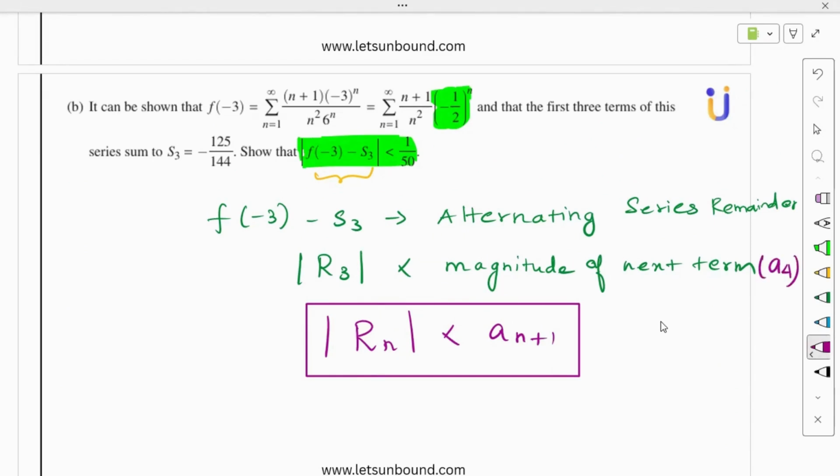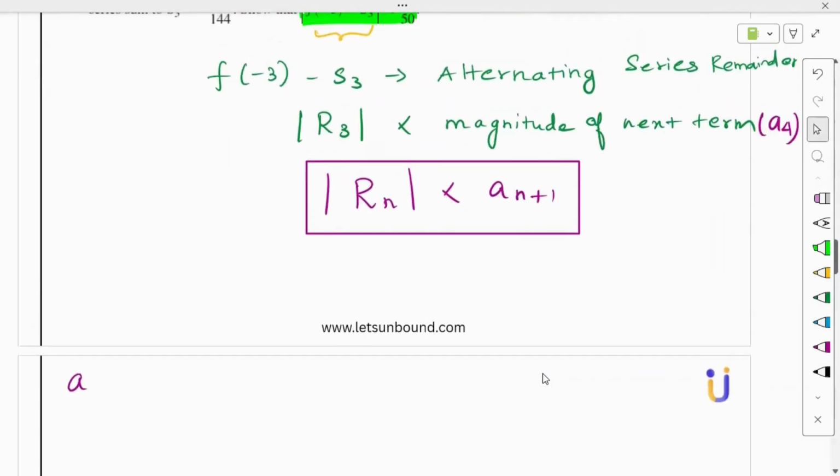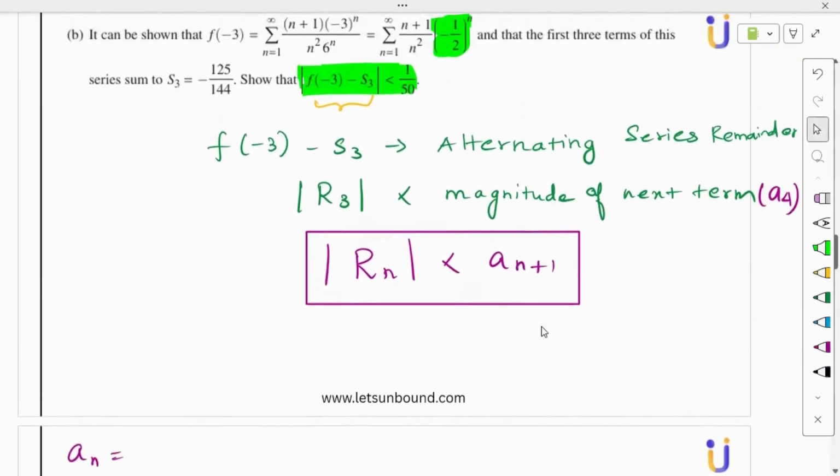Okay, so what is A4? How can we find A4? Just plug into this series component. So an is this. So this is my an, which is provided here.